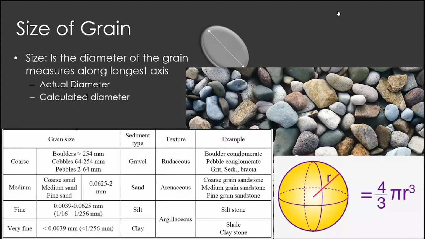Okay, the first one is coarse grain. When we are talking about coarse grain, we are talking about the diameter of that grain. If it is more than 254 millimeter, then we call it a boulder size sediment. If it is 64 to 254 millimeter, we call it cobble size. And pebbles have a diameter of 2 to 64 millimeter.